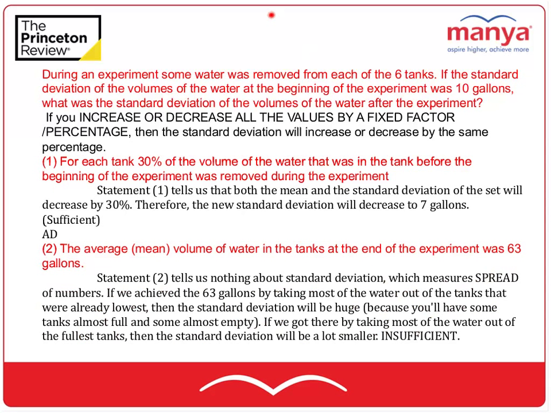We know 63 gallons, we're taking most of the water out of the tank. That was already lowest. Then the standard deviation will be big because we have some tanks almost full and some can be empty. They have not told how much water was there in the previous one. But if you are taking most of the water of the fullest tank, the standard deviation will be smaller.